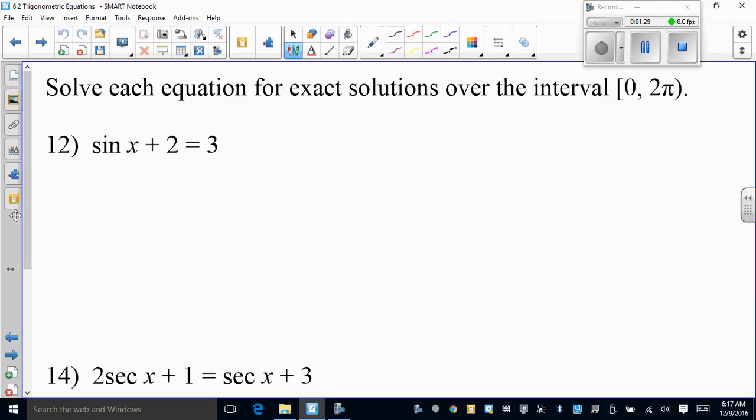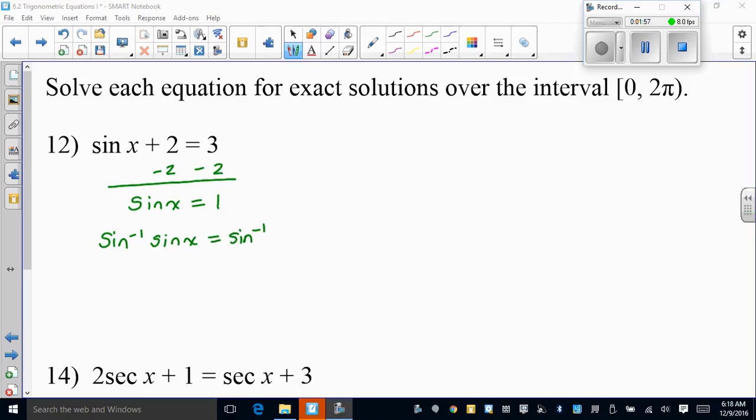Okay, so we subtract 2. Okay, let's try this again. Subtract 2 from both sides. You get sine of x equals 1. Then you do the arc sine on both sides. So arc sine of sine of x equals the arc sine of 1. These will cancel out. So you're left with x equals the arc sine of 1.